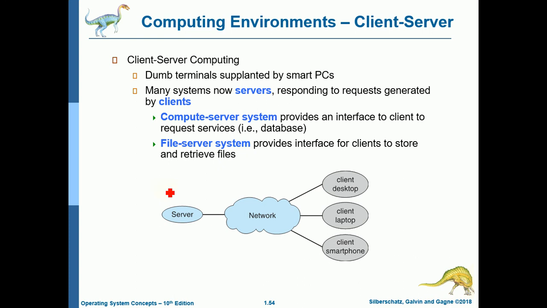So this is an example of a setup diagram for the client server. So we have clients, disregarding if it is a desktop, laptop, or smartphone, they're connected to a network and they're connected through a server. And then the network is wireless. It's not anymore wired.